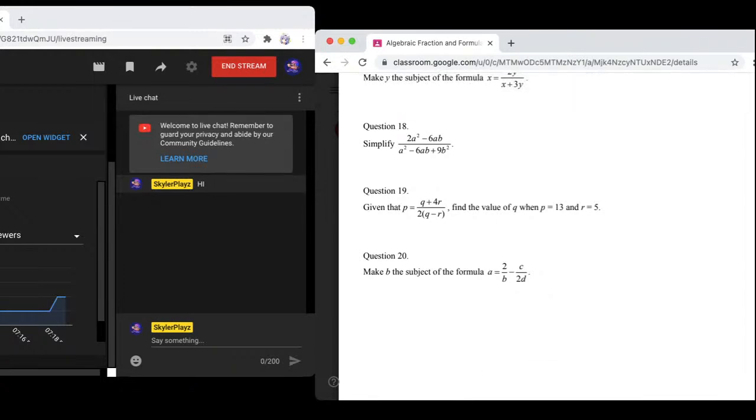Number 19. P is equal to 2 plus 4r divided by 2 q minus r. When P is equal to 13, r is equal to 5. 13 is equal to... so we are told to find the value of q. So q plus 4 times 5 divided by 2 times 13 minus 5. And therefore, direct manipulation again, 20 plus q divided by 16.